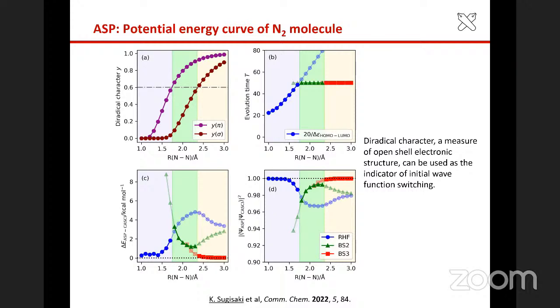This is the nitrogen molecule. In this case, we have 1 sigma bond and 2 pi bonds. So we have 2 different diradical characters. But if we switch the wave function using the character, we can set the evolution time like this, and we can obtain the energy and fidelity like this. So by changing the initial wave function from Hartree-Fock to broken-symmetric wave function, we can obtain the ASP wave function having the fidelity larger than 0.96.